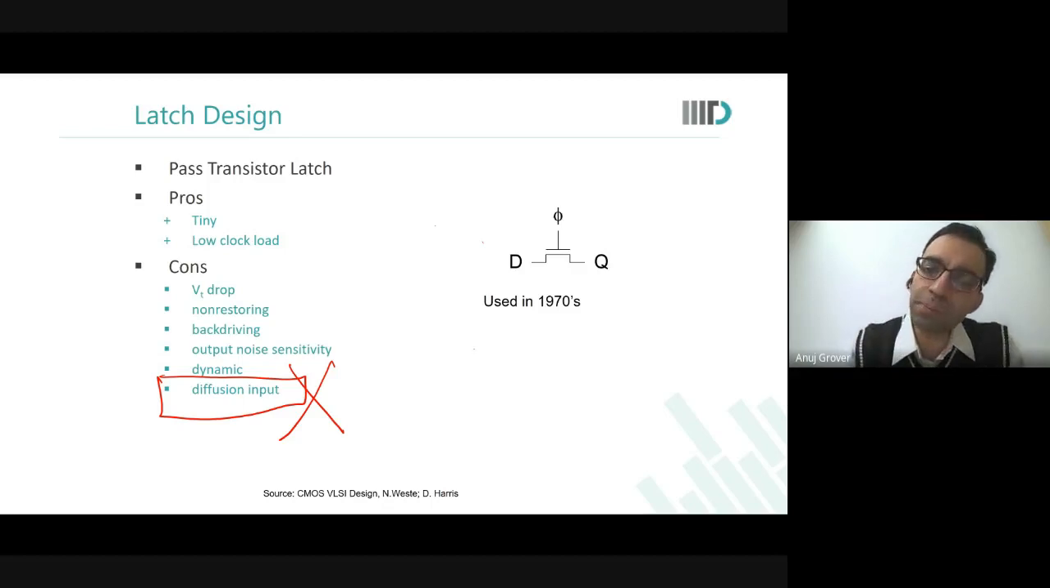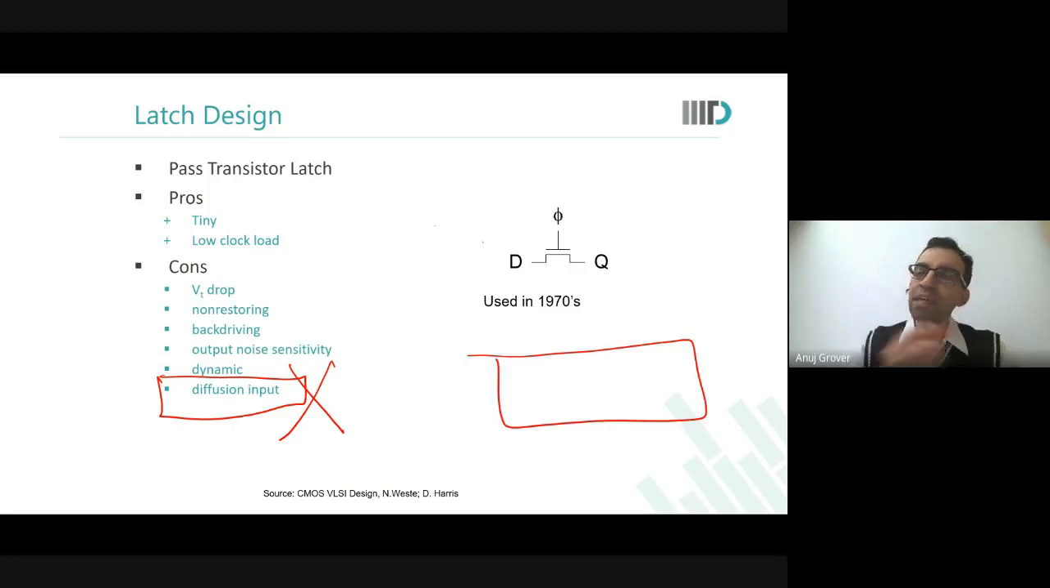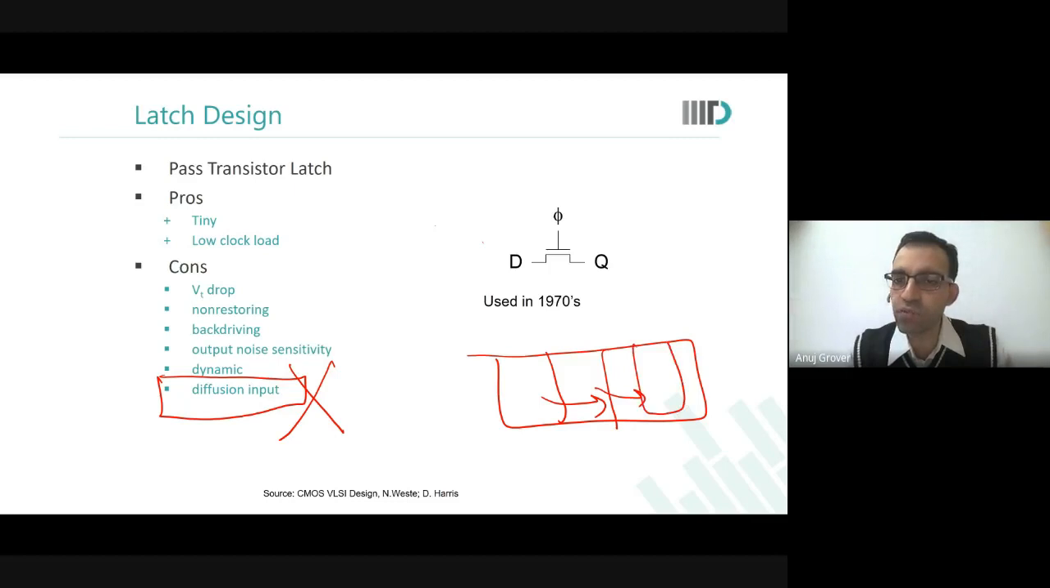But if I know the complete critical path, suppose I'm making an adder, and I know how the first stage will drive the second stage, how the carry in will transmit from one stage to another, I know the entire chain of events which will lead to the output finally. So in this unit, if I use this kind of diffusion input, that is not a problem, because this entire circuit is something that I control as a designer.